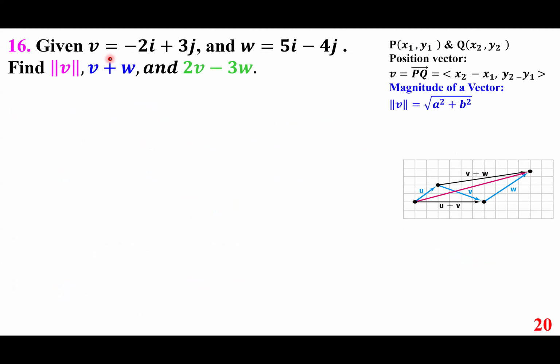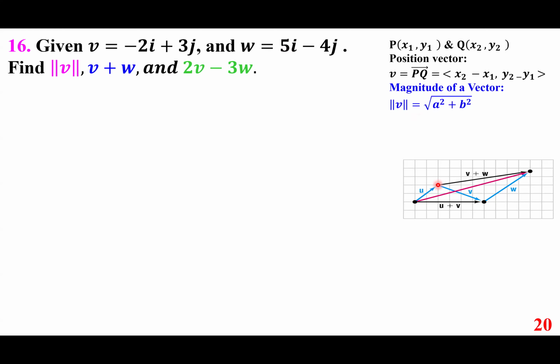Given v is negative 2i plus 3j and w is 5i minus 4j, we want to find the magnitude of v, and then v plus w, and 2v minus 3w. Reminding you of the position vector, magnitude of the vector. And as far as the sum is concerned, I'm going to quickly go over that.